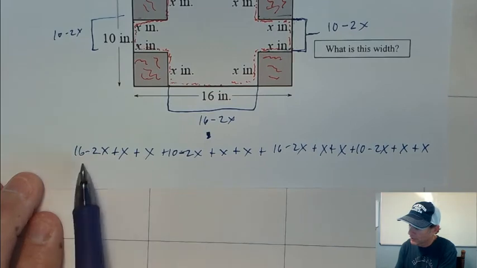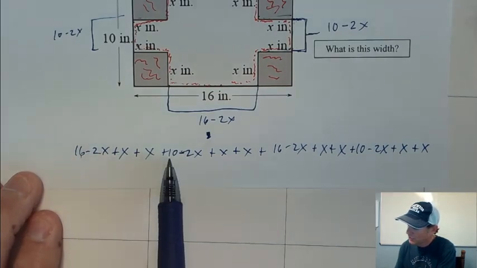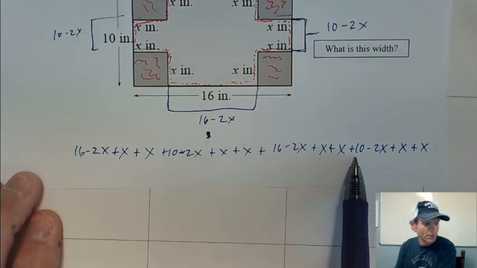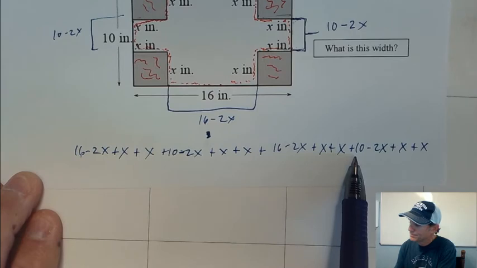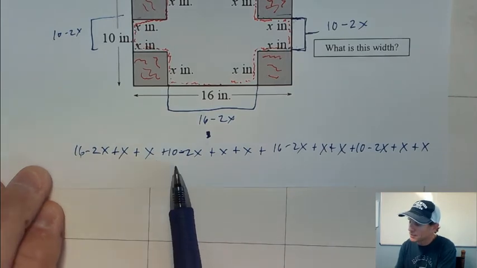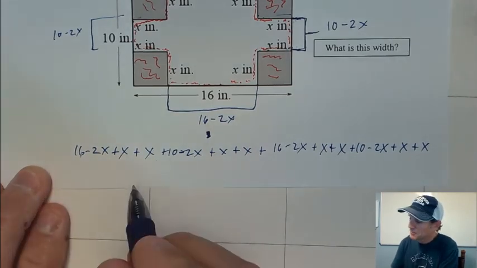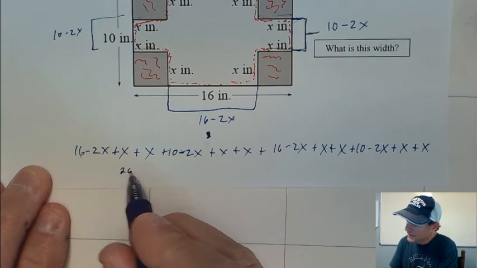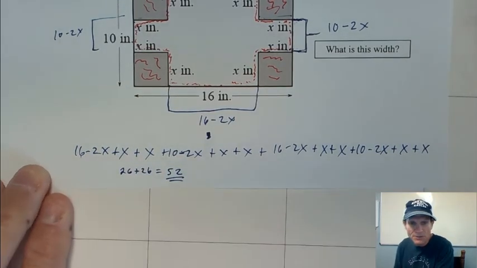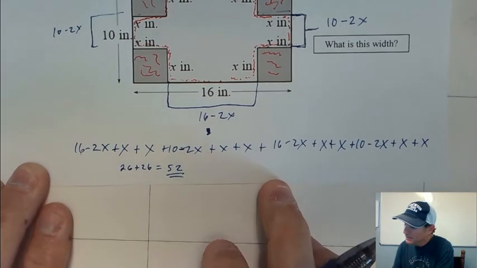We just collect our numbers. 16 and 10 is... no, 16 and 10 is not 32. 16 plus 10 is 26. So we have 26 and 26, so we have 26 plus 26, which is 52. Okay, that's the numbers. And then let's look at the x's.